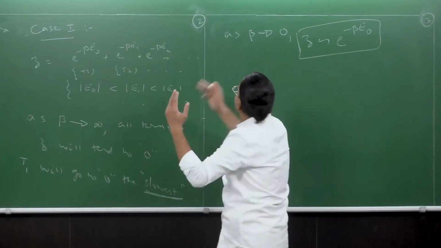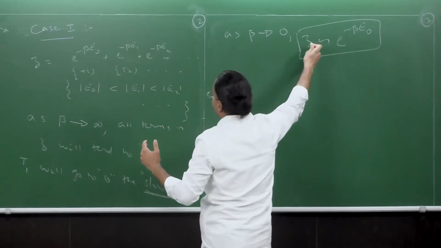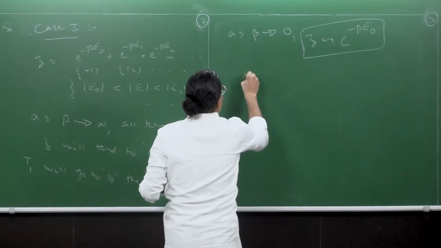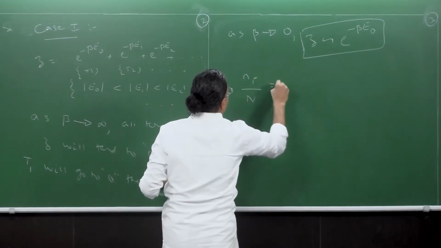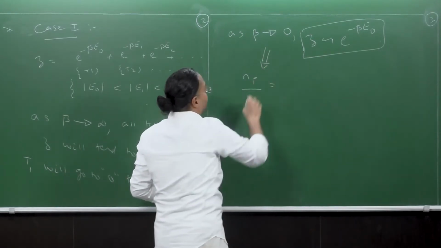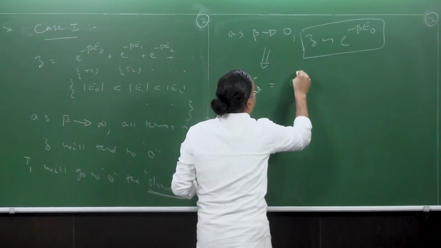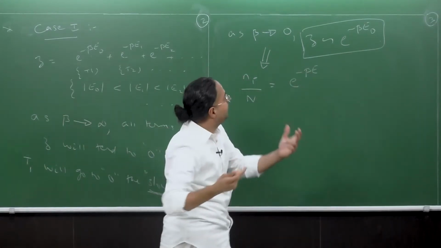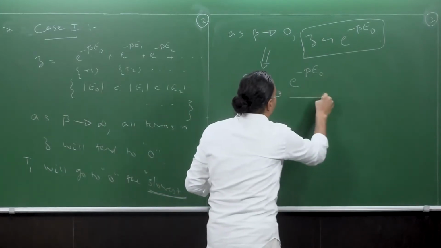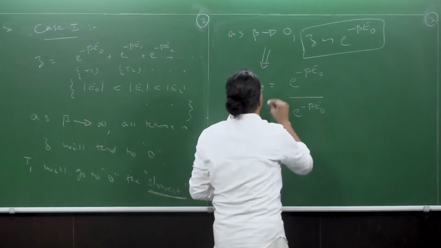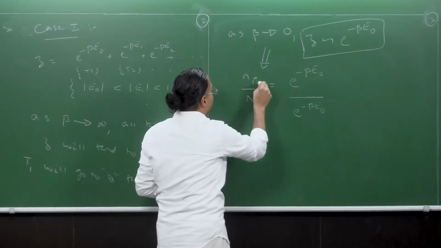Now that my Z is this, what is my expression for the Boltzmann distribution? My Ni by N, under this condition, is going to be e to the power minus beta E naught, since we only have one state left here, divided by e to the power minus beta E naught, which is going to be for i equal to 0 here.